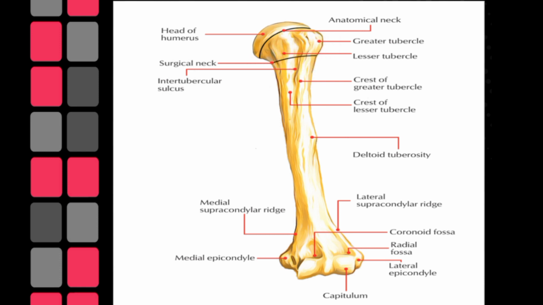If we look at its distal end, here you can see the medial supracondylar ridge. This is the lateral supracondylar ridge, this is the medial epicondyle, and this one is the lateral epicondyle. It has two fossae, coronoid fossa present at the medial side and radial fossa present at the lateral side, and this is the capitulum. Here is the deltoid tuberosity where the deltoid muscle attaches.